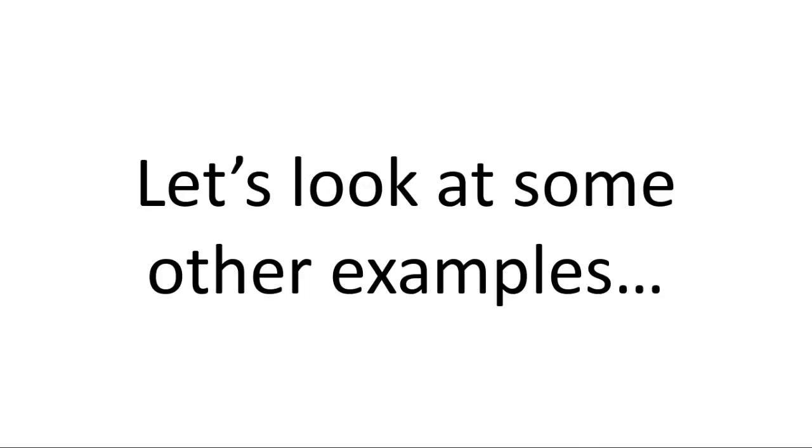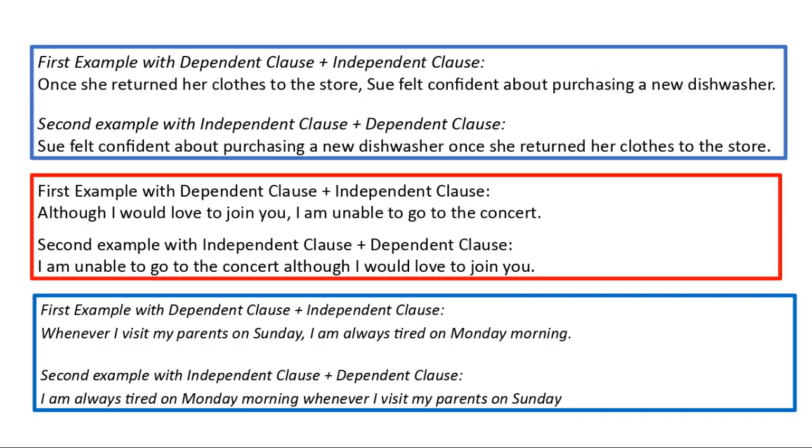Okay, let's look at some other examples here. Let's look at this first example up here at the top. So we have the dependent clause at the beginning, and then the independent clause. Once she returned her clothes to the store, she felt confident about purchasing a new dishwasher. Okay, now let's flip that around. She felt confident about purchasing a new dishwasher once she returned her clothes to the store. Do you think it works?